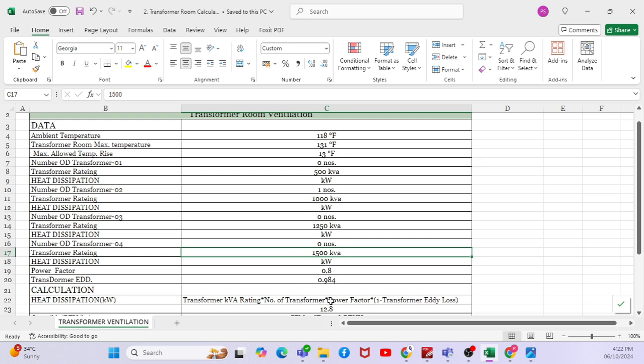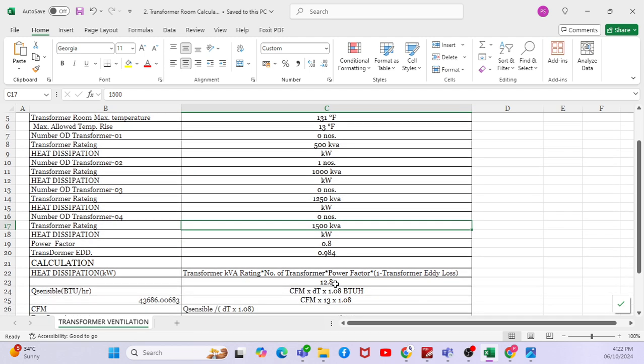Multiplied by power factor. Power factor is nothing but the conversion from kilowatt to kVA. So when you multiply kVA by power factor, the result will be kilowatt. Kilowatt is nothing but kVA multiplied by power factor. Clear, right? Multiply by 1 minus transformer eddy losses, which is nothing but the efficiency of the transformer, which can be 98.4 or 99 percent or 96 percent, whatever efficiency you are going to enter here. Clear, right? So that is 1 minus transformer eddy loss.